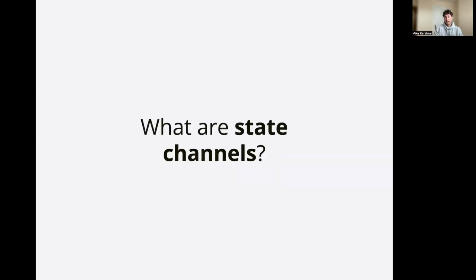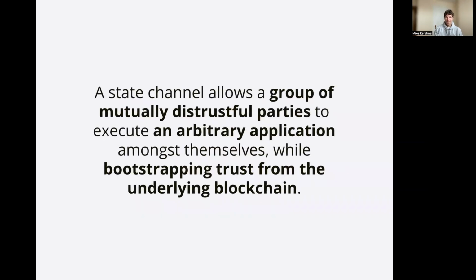So what are state channels, and how do they fit into layer one, layer two, layer three, etc.? The sentence is a bit of a mouthful, but I'm going to read it anyways. A state channel allows a group of mutually distrustful parties to execute an arbitrary application amongst themselves while bootstrapping trust from the underlying blockchain. Let's start with the last part of that sentence.